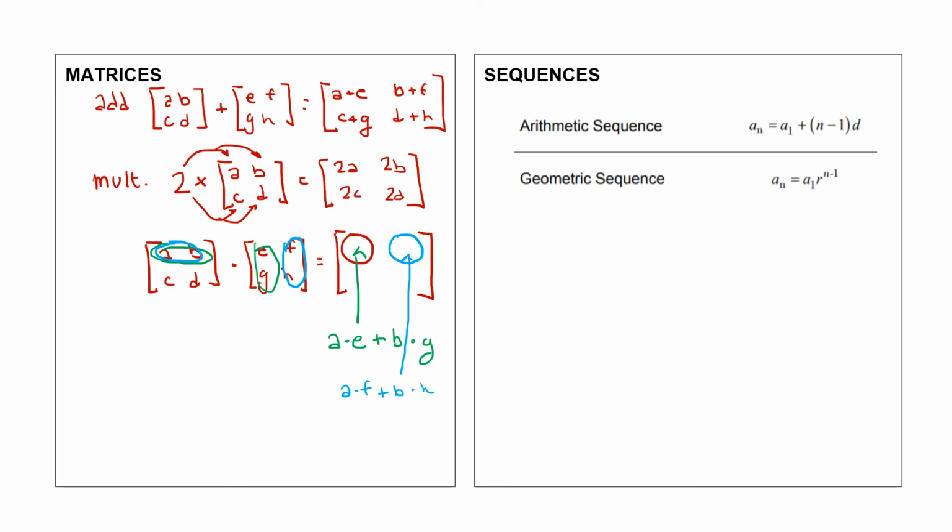And we can do the same thing for the last two. I'll just do it really quickly. For this one, we have the second row of the first matrix, and then the first column of the second matrix. So that would be C times E plus D times G. Same thing for that last one. Let me change colors once more to navy. There we go. And that would be that second row of the first matrix times the second column of the second matrix. And that would be C times F plus D times H.